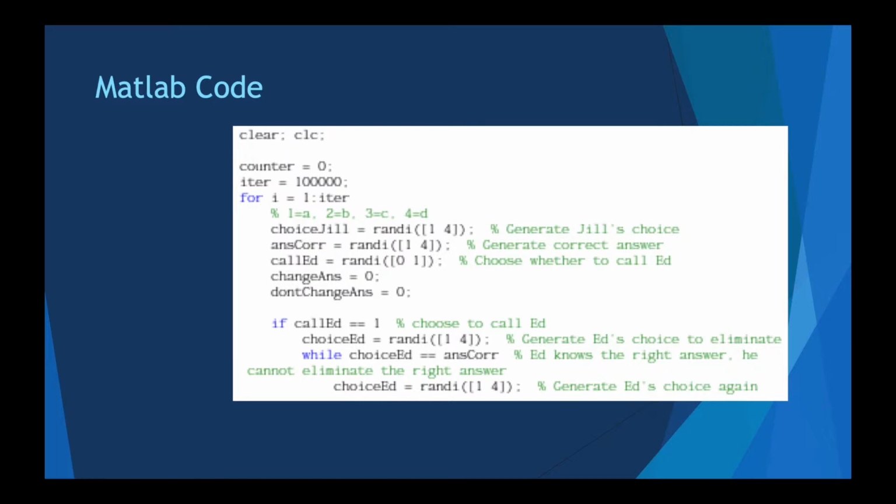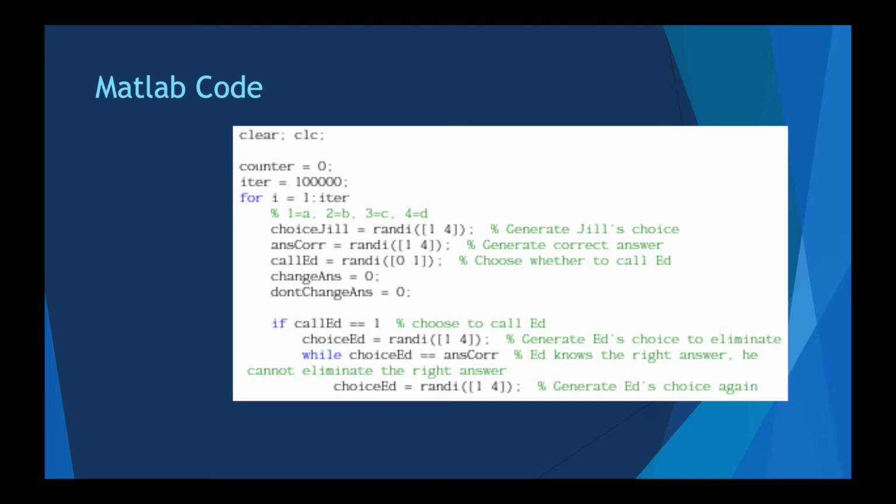In MATLAB, we started out by having an outer loop to run through as many iterations as we wanted. Within the for loop, we randomly generated Jill's choice and the correct answer by generating random integers from 1 to 4. 1 equals choice A, 2 equals choice B, 3 equals choice C, and 4 equals choice D. Then we also randomly generated whether she should call Ed or not, 0 being don't call Ed, 1 being call Ed. The first if statement determines if Jill calls Ed.